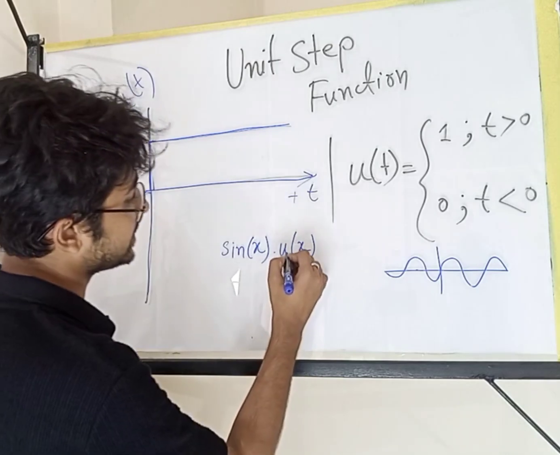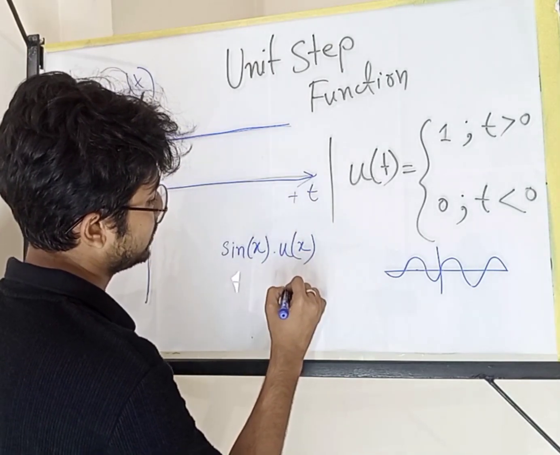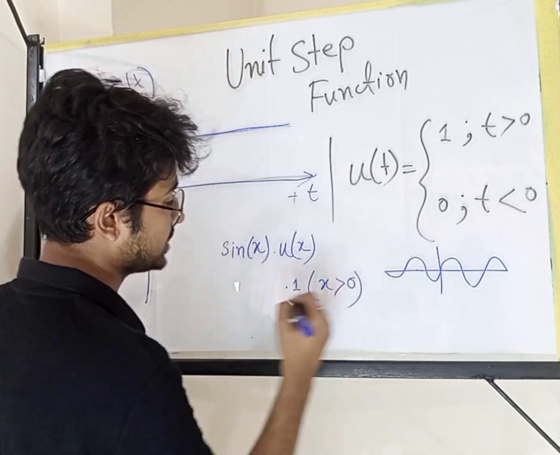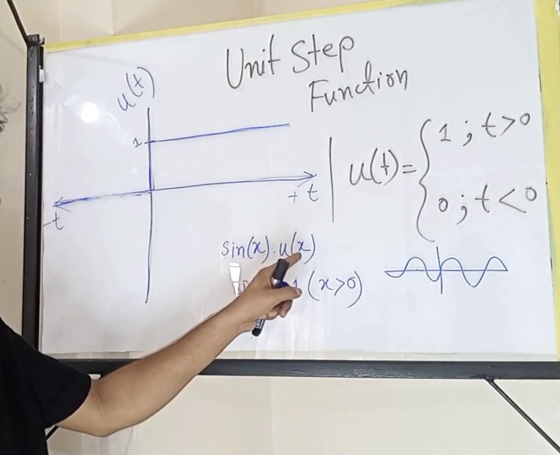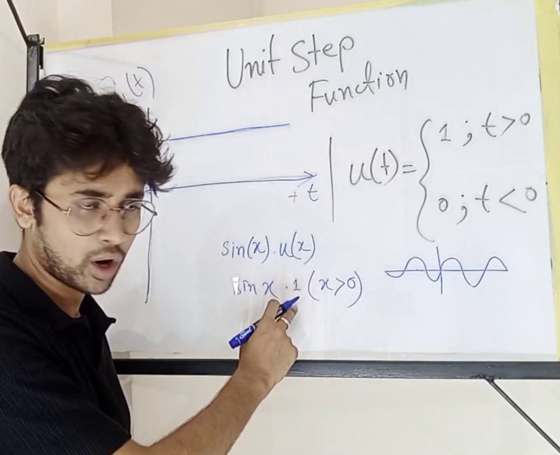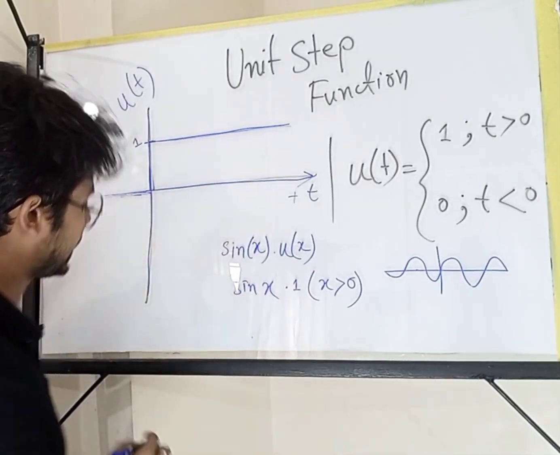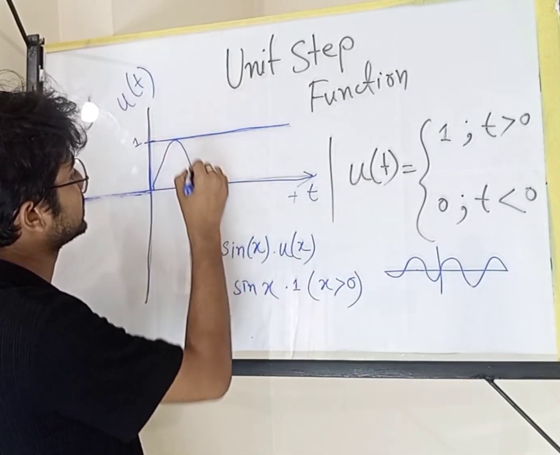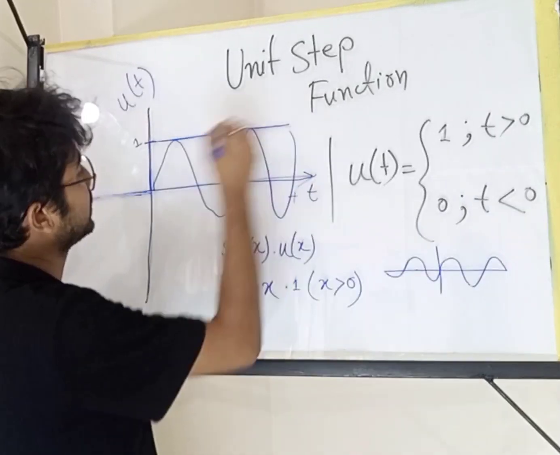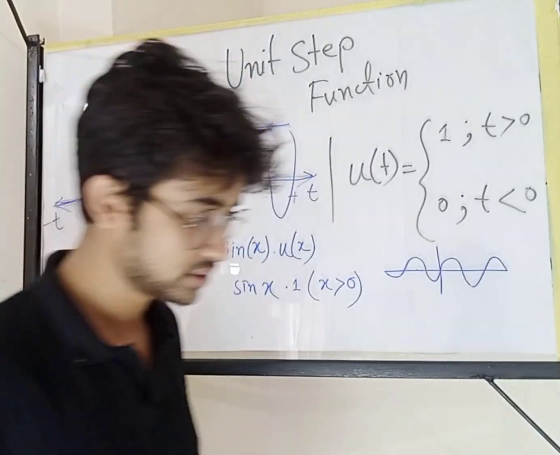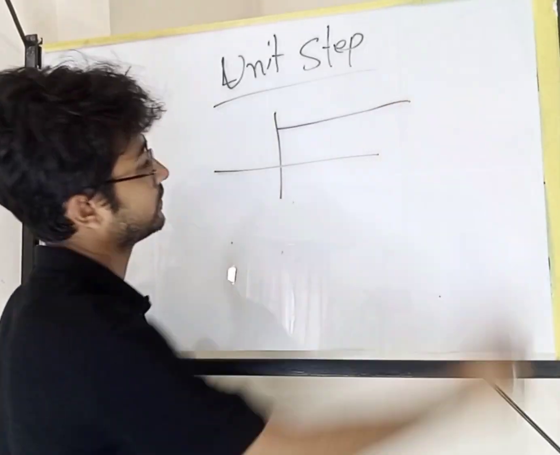If you multiply, this value is only 1 when x is greater than 0, right? And at that time, sin x is sin x. If you put any value of x, that would definitely be 1. There is no change in that. So the graph will be like this, only like this. The negative part will be cancelled out. So that is the unit step function. The unit step exists only for the positive values.